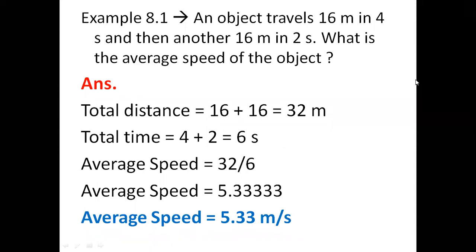Are you understanding this answer? 5.33, how it is coming? Sumedh, you don't need to write this in your notebook. This is just for understanding purpose. Don't write, this is just for understanding. Relax and understand how to calculate.